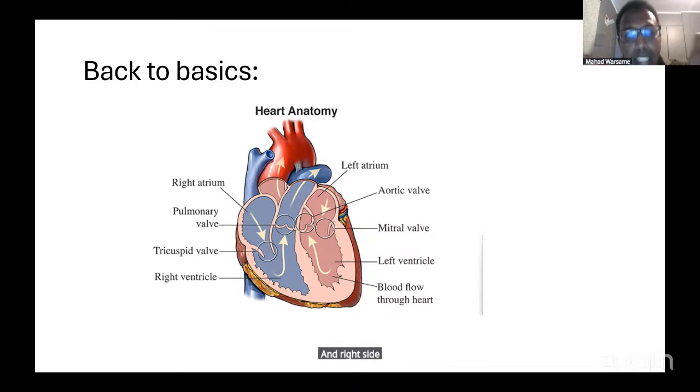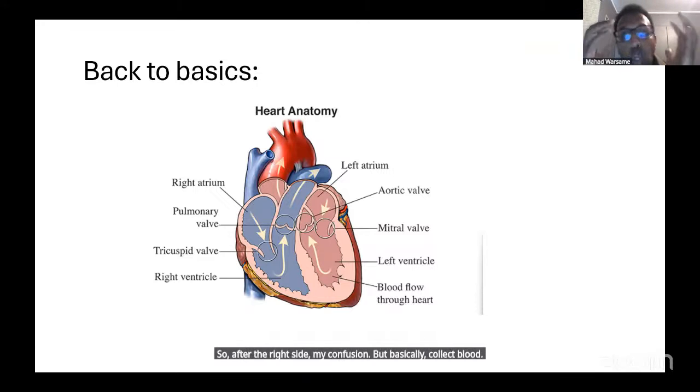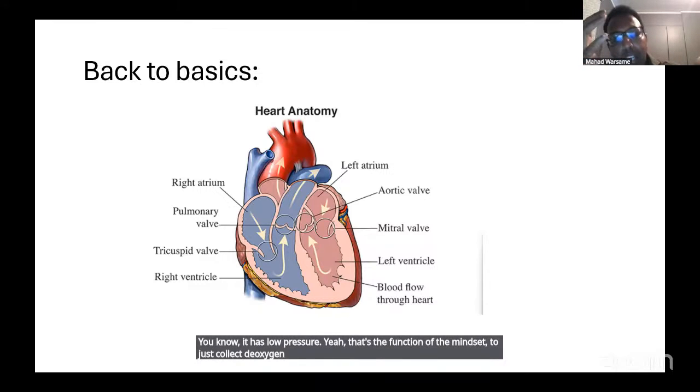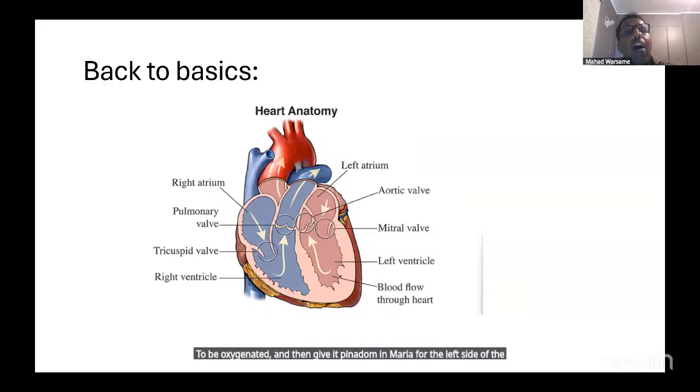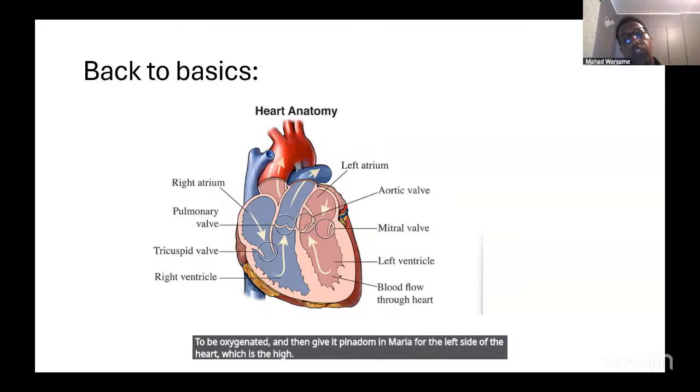So the right side basically collects blood. It has low pressure. That's the function of the right side, to just collect deoxygenated blood from the body and give it to the lungs to be oxygenated, and then give it to the left side of the heart, which is the high pressure chamber.